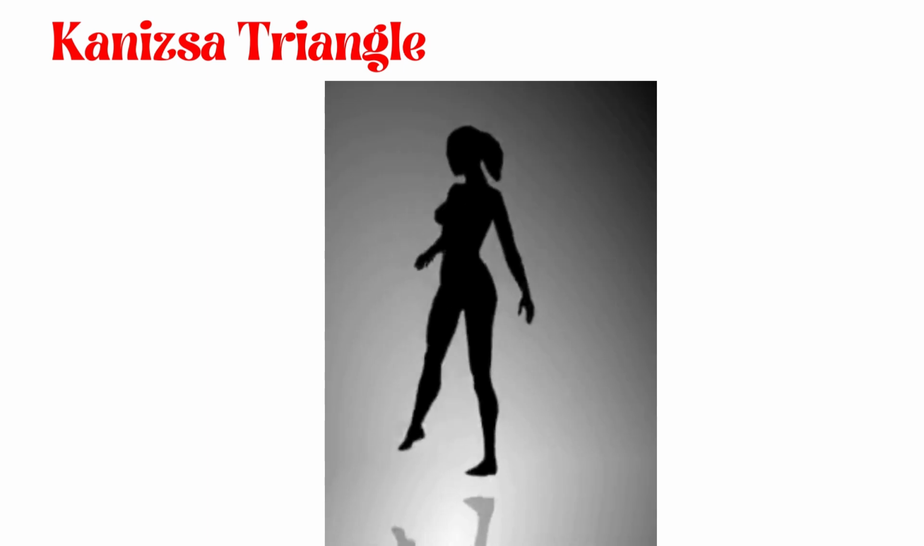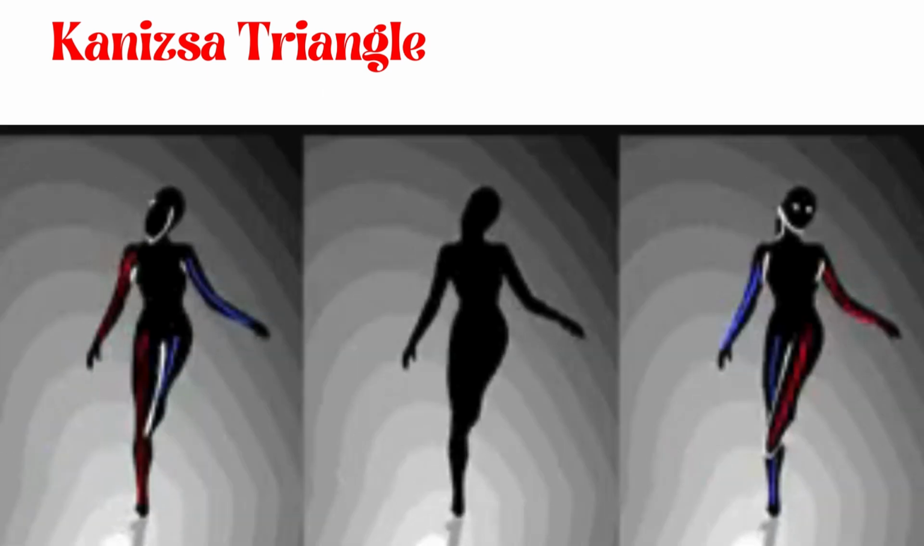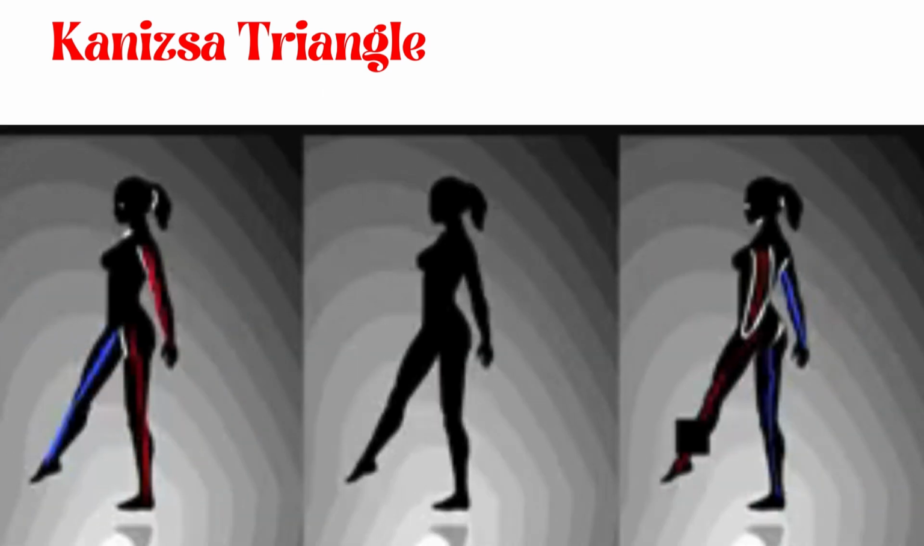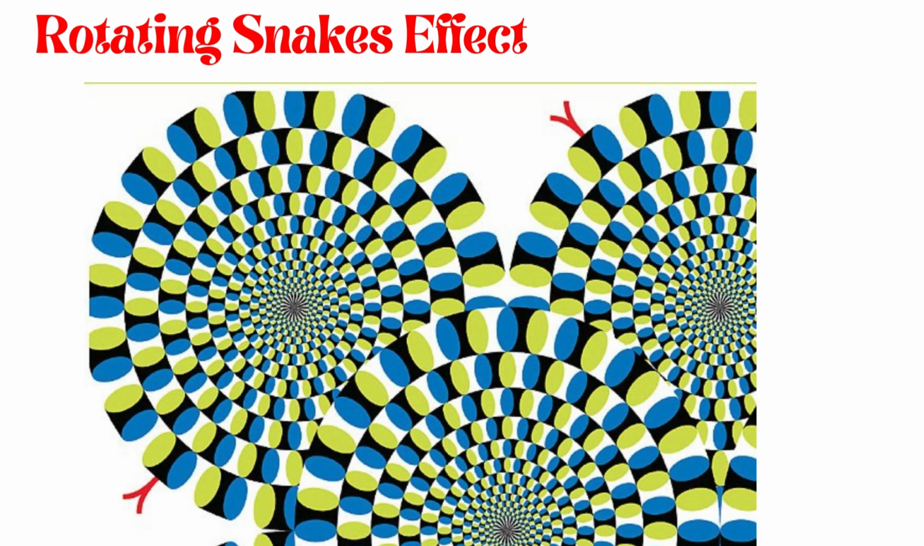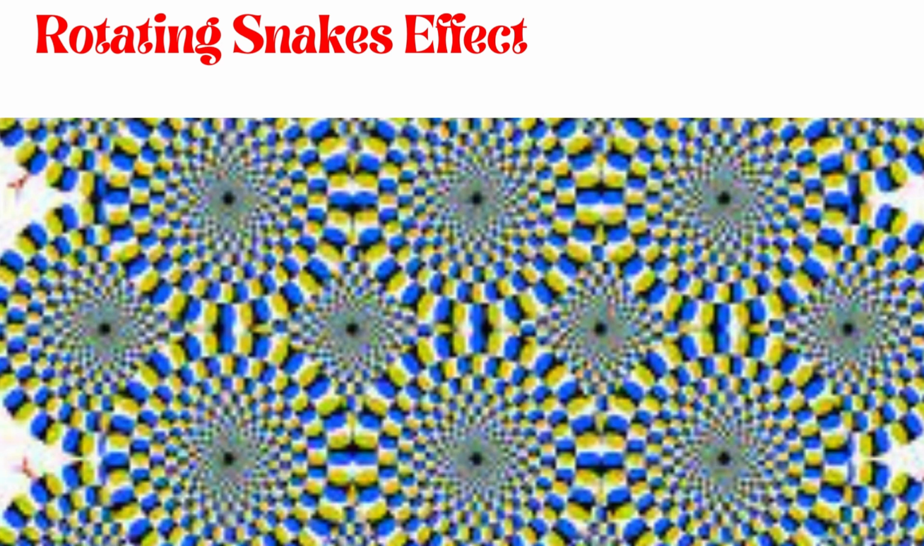The kinetic depth effect is an optical illusion where two-dimensional images appear to have three-dimensional depth and movement when viewed in motion, creating the perception of objects rotating or changing shape. The rotating snakes effect is an optical illusion where static images of concentric circles appear to be rotating continuously when observed, despite no actual motion in the image.